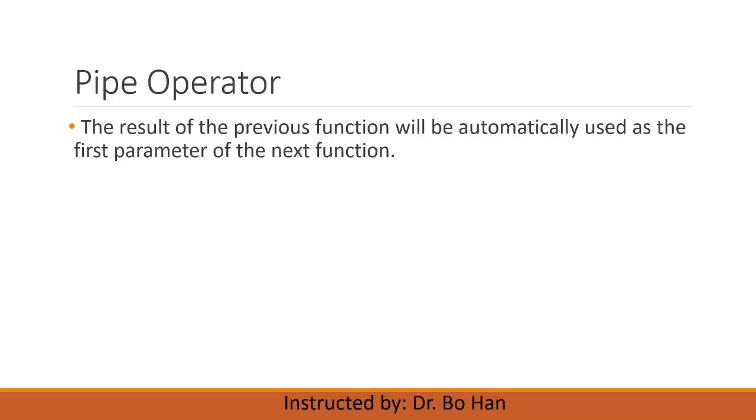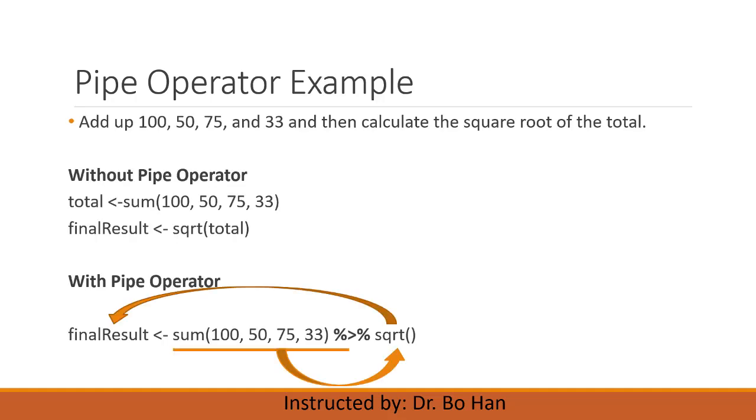I want you to pay attention to a key feature of the pipe operator. The result of the previous function will be automatically used as the first parameter of the next function. What does this mean? Let's take a look at our example. Notice that when we don't use the pipe operator, the sqrt square root function must have a value in it. The value must be between the parentheses. We give the value total to the sqrt function because sqrt needs some value to calculate.